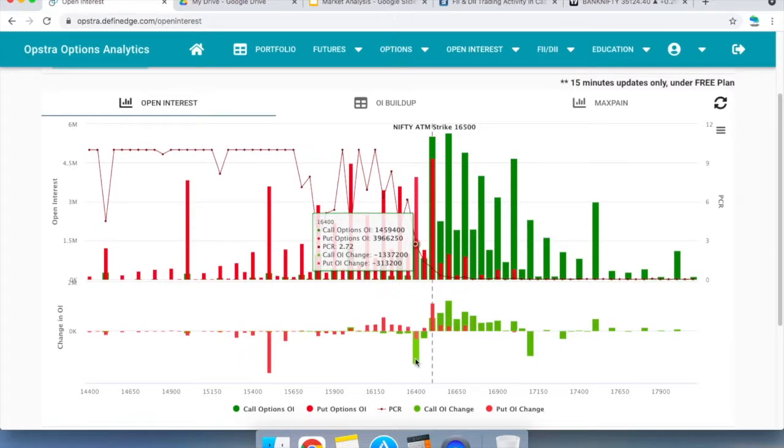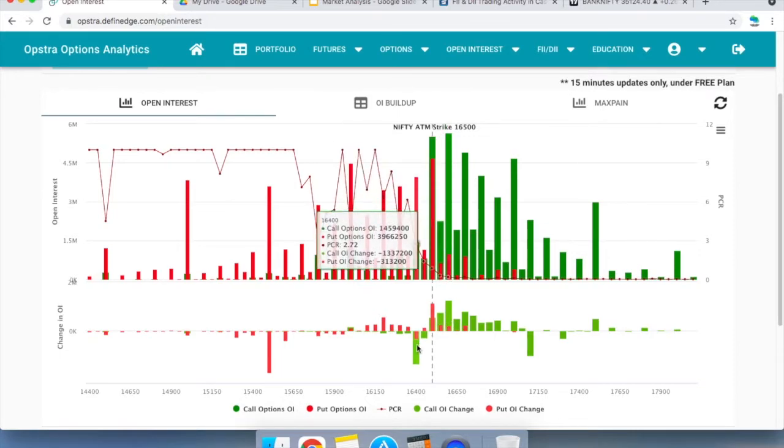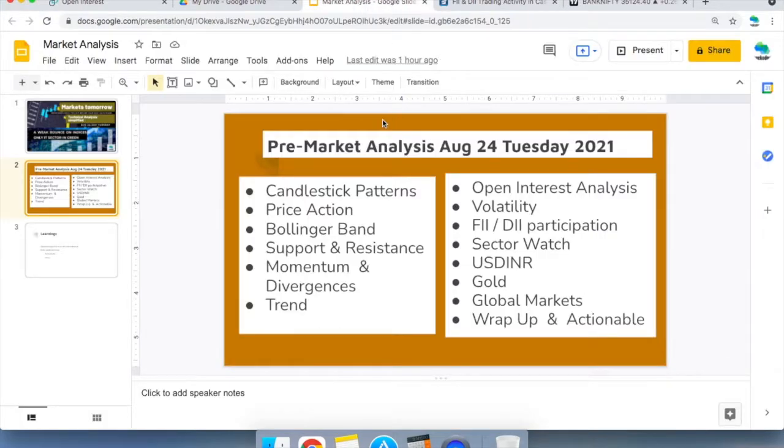So today you can see that a lot of unwinding has happened on the call side. You can see that at the 16,400 level people have unwound their positions. There are also more call writings added at 16,600 levels, right? At 16,400 the resistance is gone and it has now moved to 16,500 anyway. So that is the open interest data that it's talking about.